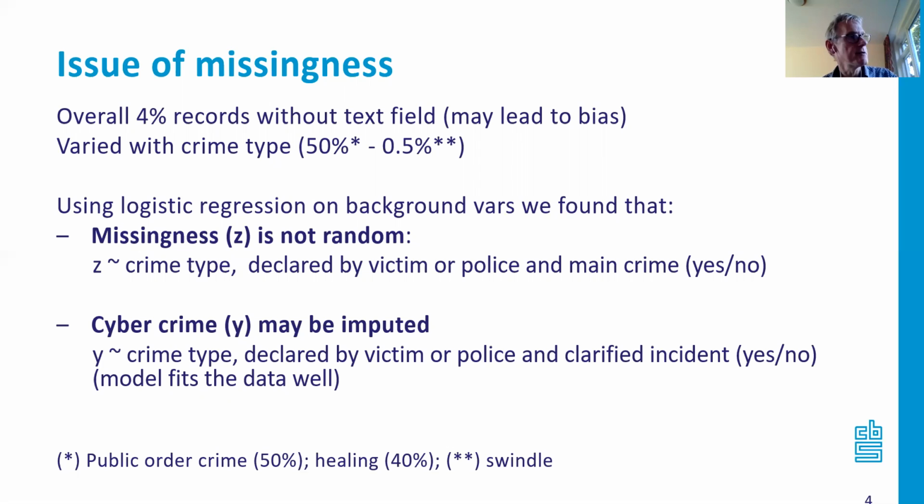Given the selectiveness, we were interested whether we could correct for it by imputing cybercrime. And within the labeled set, we tried to model the relation between cybercrime and the background variables. And we found that cybercrime was related to crime type, to whether the crime was declared by the victim or by the police, and whether it concerned a clarified incident or not. And this model fitted the data rather well. So we think that as long as the number of missingness is not too high, we can impute cybercrime for those records.